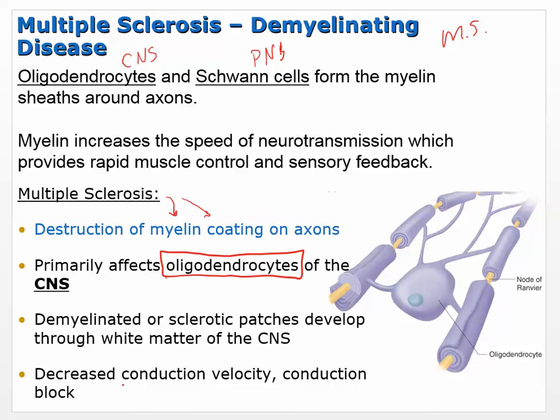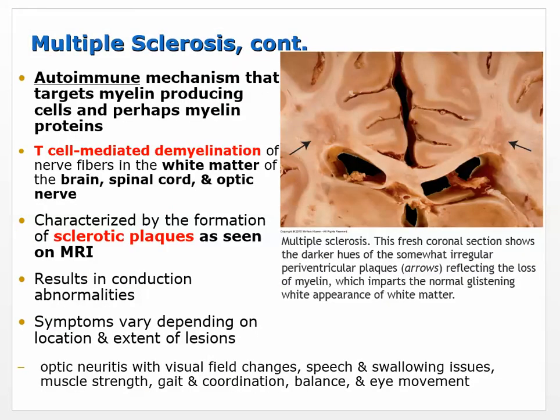So there's decreased conduction velocity, because that's what the myelin does, and a conduction block, because a lot of times, without going over how that all works again, if you don't have the myelin, then that nerve signal just dies and it doesn't make it to the end. Okay, so this is important.